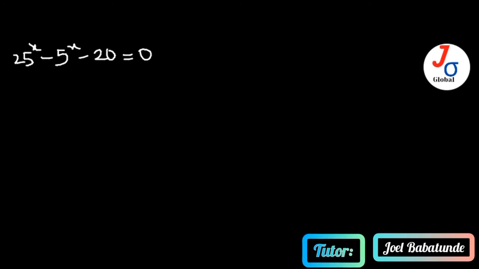So here we go with this initial equation, and we have to find the value of x. So we have 25 raised to the power of x minus 5x, 5 raised to the power of x minus 20 equals 0. So how do we find the value of x?